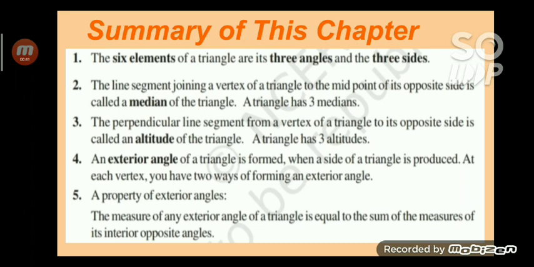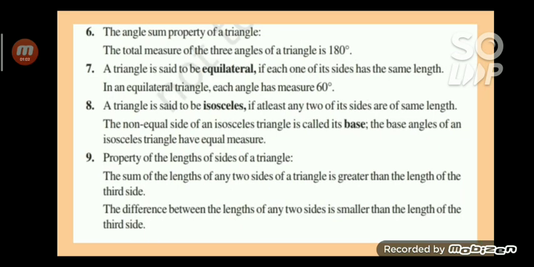Fourth, an exterior angle of a triangle is formed when a side of a triangle is produced. At each vertex, you have two ways of forming an exterior angle. Fifth, a property of exterior angles. What is the property of exterior angles? The measure of any exterior angle of a triangle is equal to the sum of the measures of its interior opposite angles. Sixth, the angle sum property of a triangle. What is the angle sum property of a triangle? The measure of the three angles of a triangle is 180 degrees.